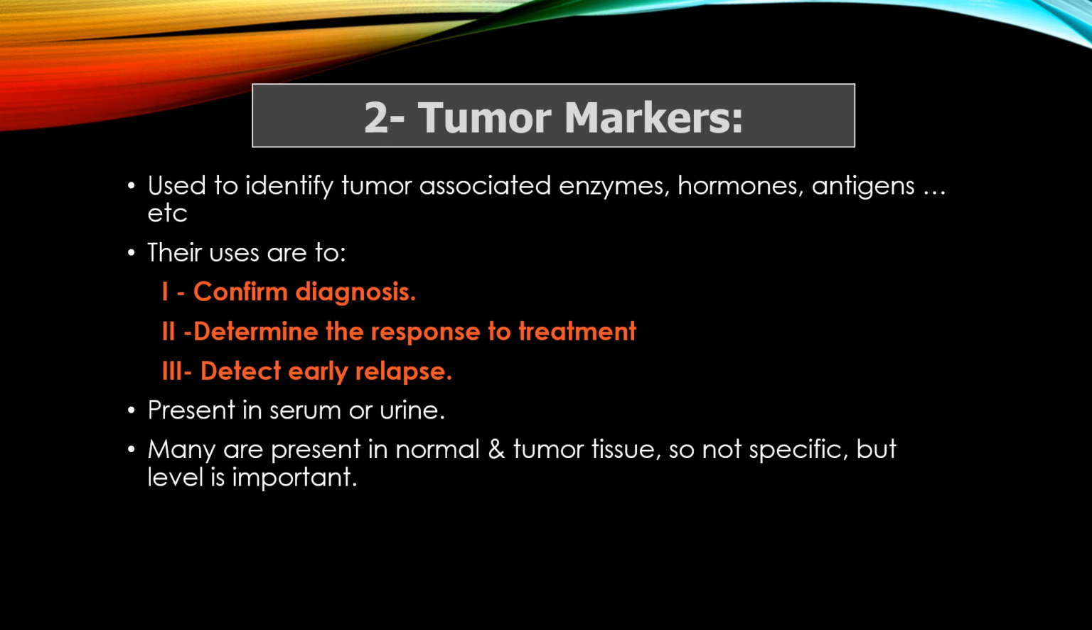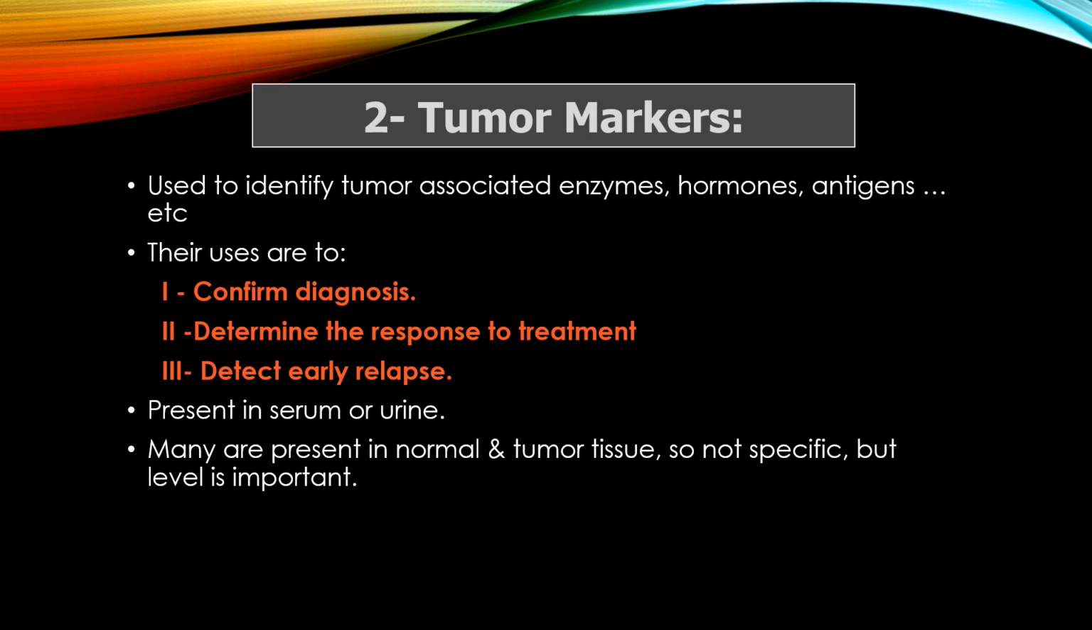Now, another thing that we usually do are the tumor markers. We have talked about tumor markers in the previous lecture, and we will give more detail about them here. Tumor markers are used to identify tumor-associated enzymes, hormones, antigens, etc. And we said that it's a material that is produced by the tumor cells or stimulated by the tumor cells. So they give us a hint about the diagnosis or the status of the patient. They are used to confirm the diagnosis. Also, they can determine the response to treatment: as they are decreasing, this means that the tumor is responding to therapy. And also, they can detect early relapse.